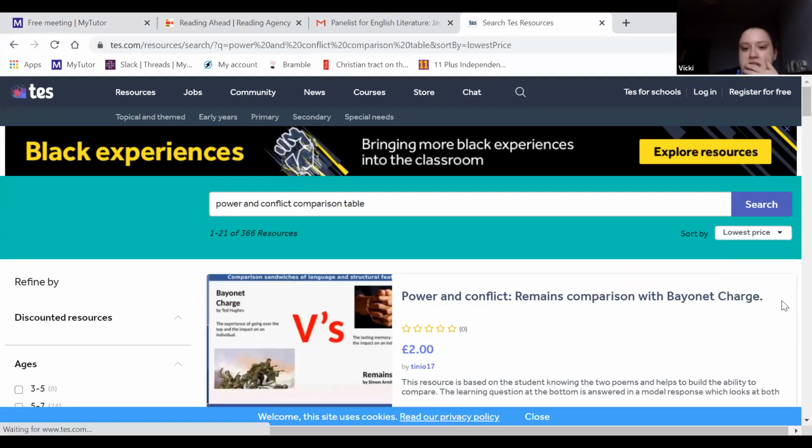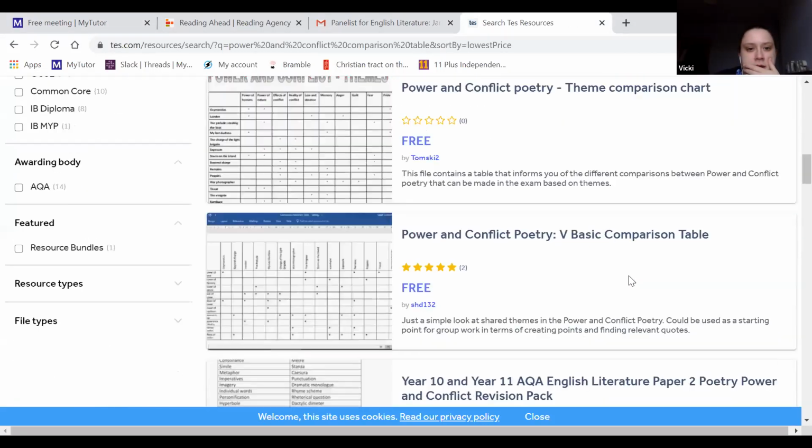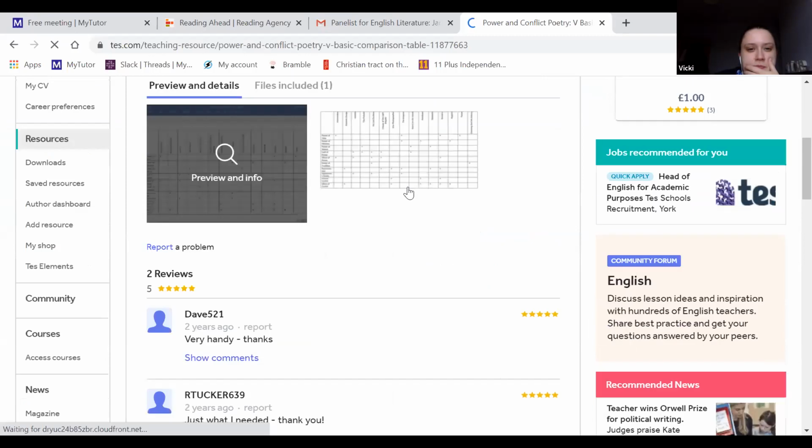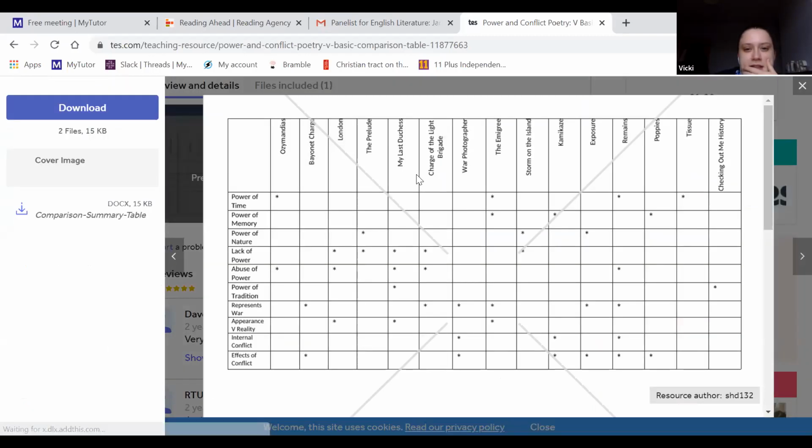There's a lot of stuff on here which isn't free. I don't think this is the exact one I've got, but there's a few of them around and they're really helpful. It's really visual. So you've got a load of themes down the side, and then each of the poems across the top, and then you've got an asterisk for the ones that have the same themes. So for example, abuse of power.